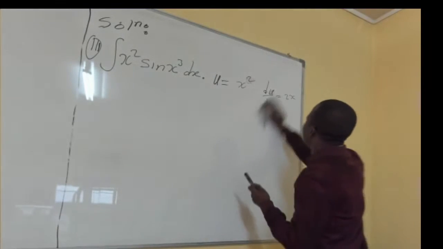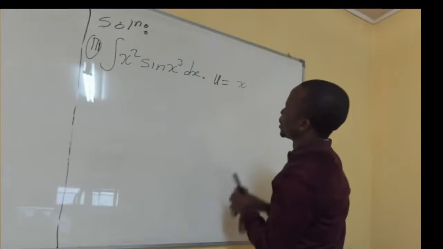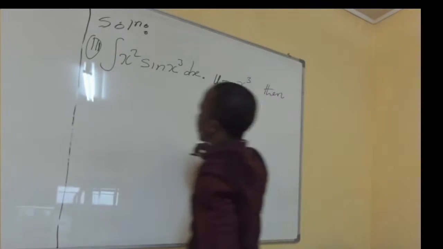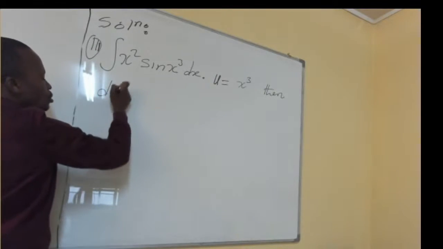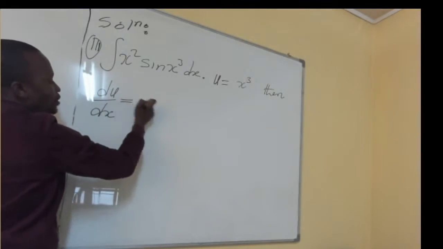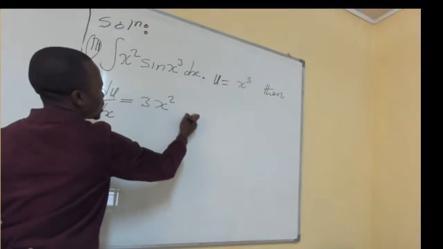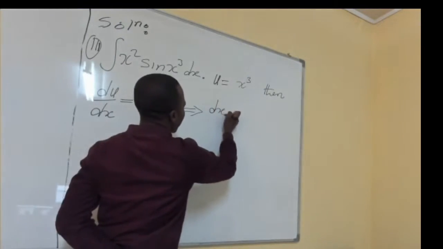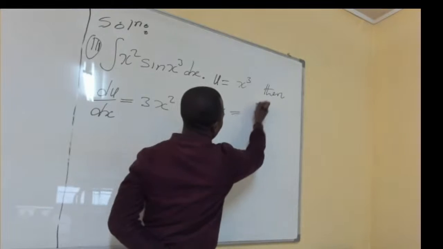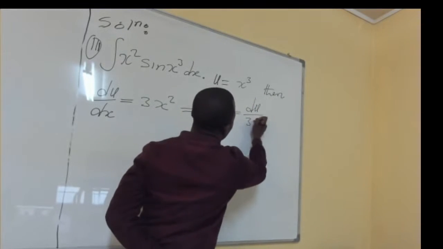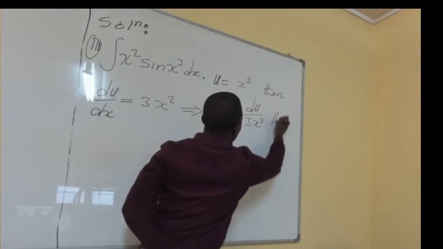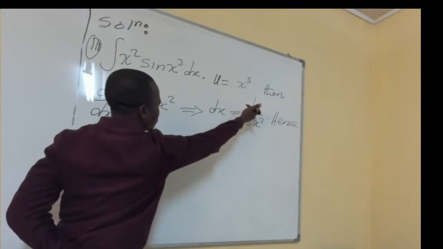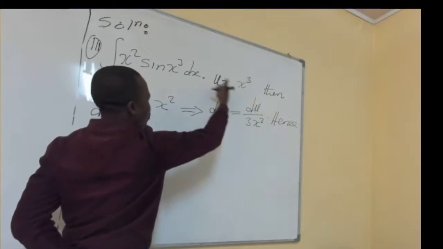However, if we let our u be equal to x power 3, then our du dx is equal to 3x squared. This implies that when we solve for dx, we get dx equal to du divided by 3x squared. Hence, where there is dx, we substitute du over 3x squared, and where there is x cubed, we substitute u.